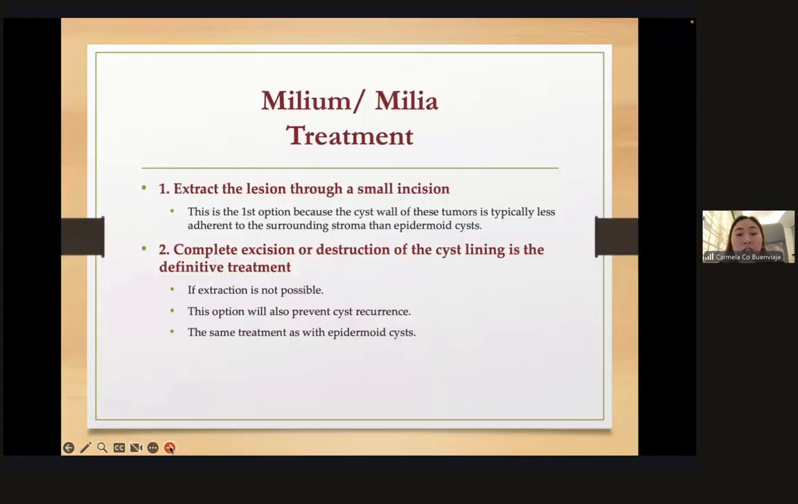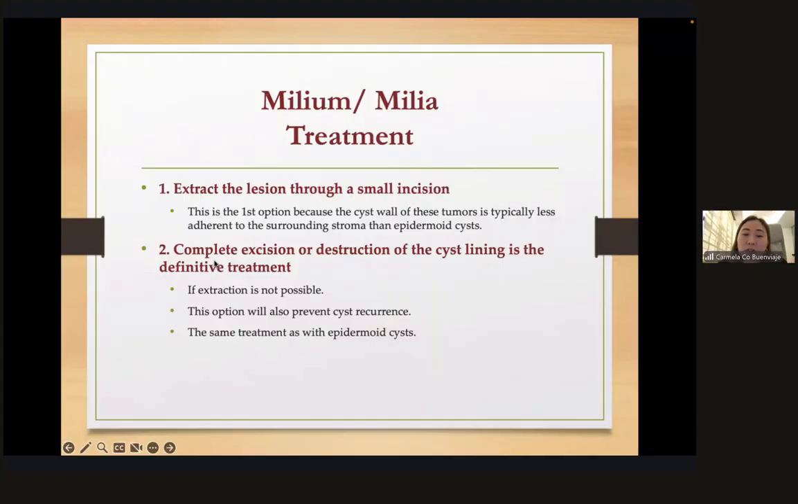So for treatment, we extract the lesion through a small incision. This is the first option because the cyst wall of these tumors is typically less adherent to the surrounding stroma compared to the epidermoid cyst. In the epidermoid cyst, even if we do a small incision and try to extract it, usually we won't be successful. But in milia, there's a high chance that we'll be successful.